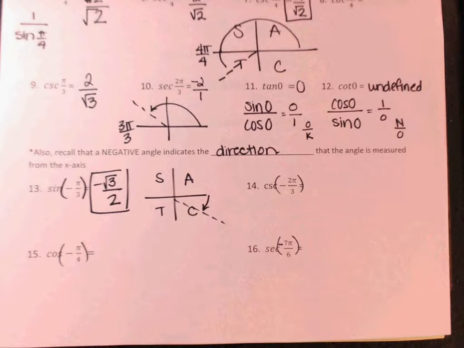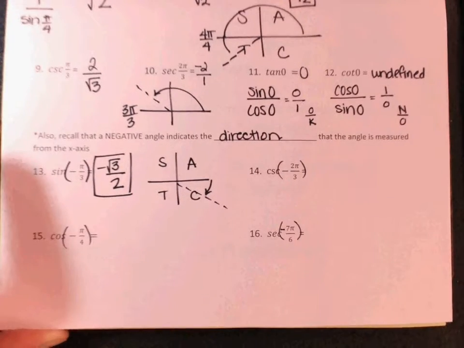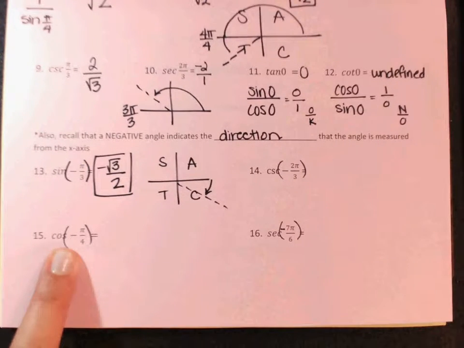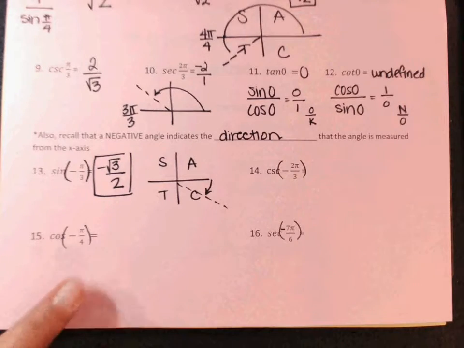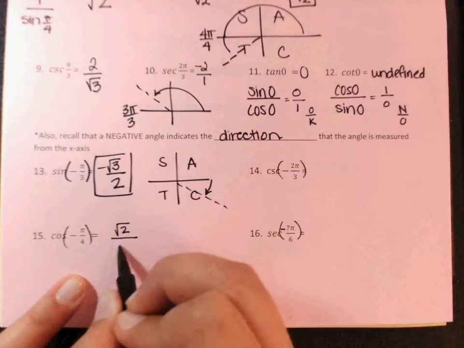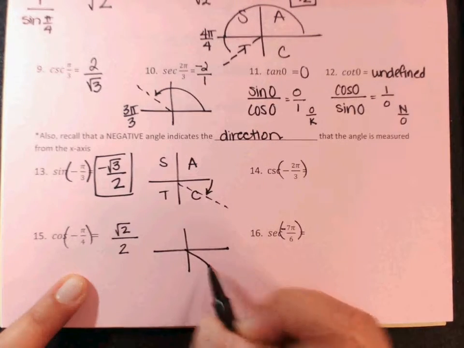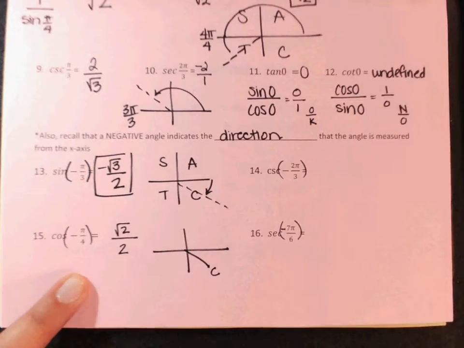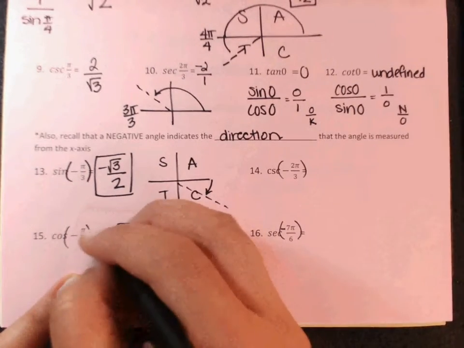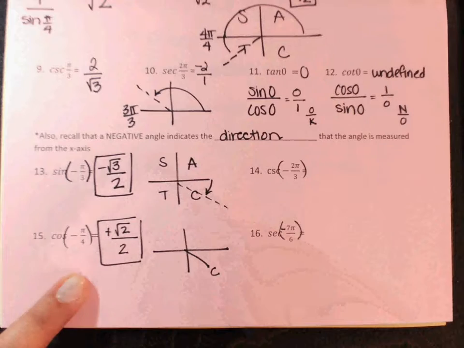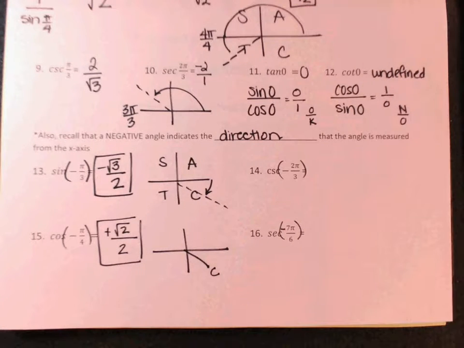Okay, let's do 15 first. So we're doing this one right here. What is the cosine of normal pi fourths? Square root of 2 over 2. What quadrant, if I do negative pi fourths, am I going to end up in? Fourth, which is the letter C. So for cosine, it's going to stay positive. You don't have to write the positive, but I'm putting it just to show we thought about it.